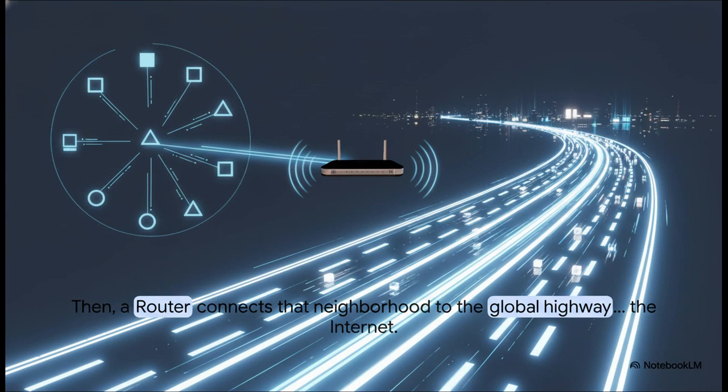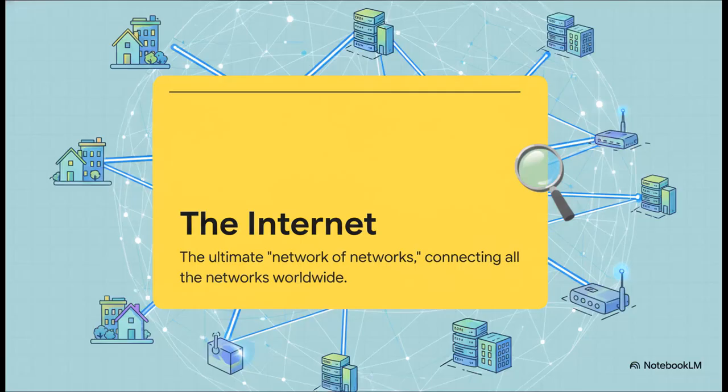And then comes the last piece of this local puzzle, the router. The router acts like the on-ramp, connecting our entire private digital neighborhood to the global highway that is the internet. This is what lets it talk to billions of other devices in all the other neighborhoods out there. And that's it. That is all the internet really is. It isn't some magical cloud up in the sky. It is, quite simply, the ultimate network of networks.